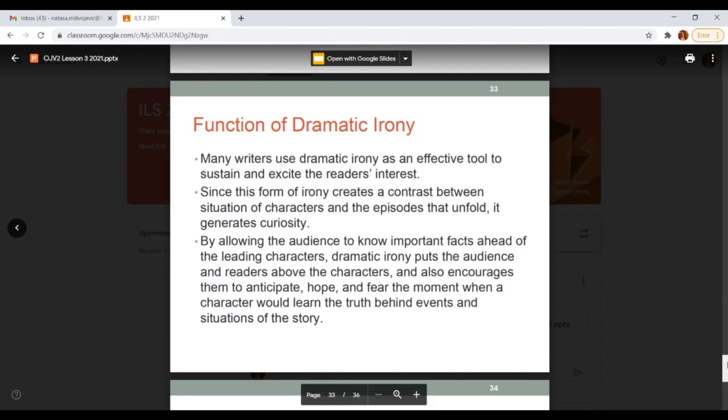And by allowing the audience to know important facts ahead of the leading characters, dramatic irony puts the audience and readers above the characters and also encourages them to anticipate, hope, and fear the moment when a character would learn the truth behind events, the situations of the story that they already know.